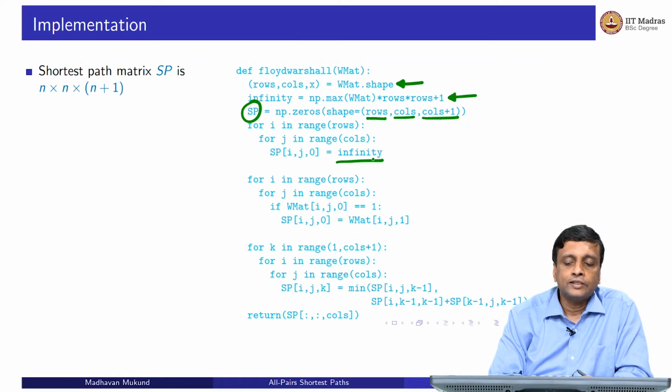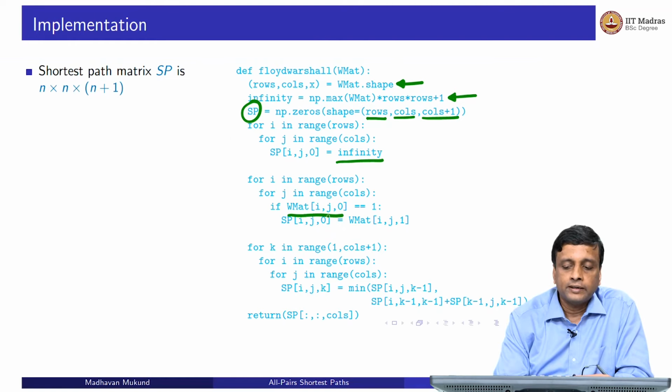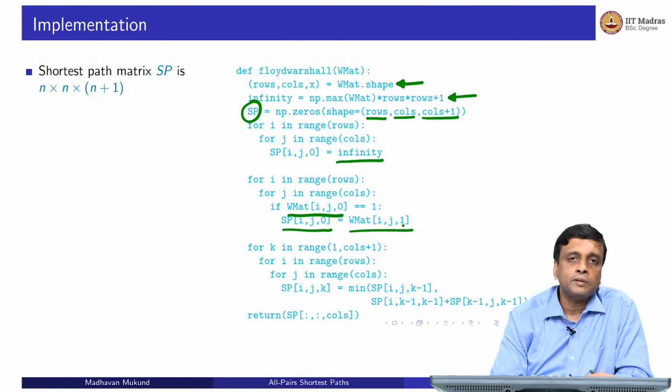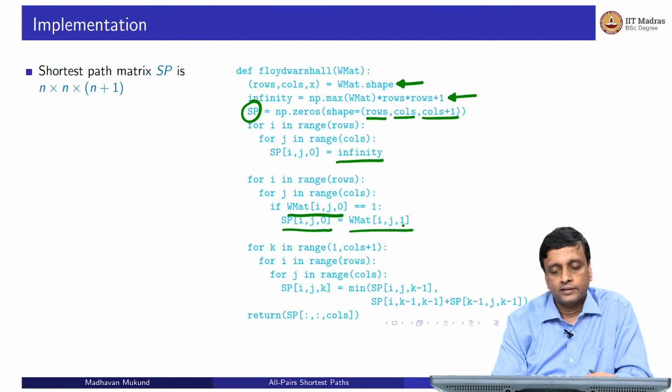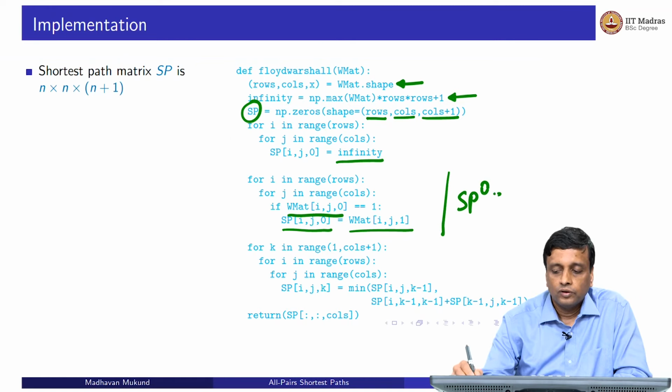And then having initialized it to infinity, what I do is for every edge in my graph, so for every i j for which this adjacency matrix has a 1 entry in the 0th column, I set that shortest path to be the weight, which is the entry in the 1st column. So remember that W mat i j 0 tells me whether there is an edge or not, W mat i j 1 tells me what is the weight of that edge. So this is the initialization, right? So this is basically setting what we had earlier called SP0 of i comma j.